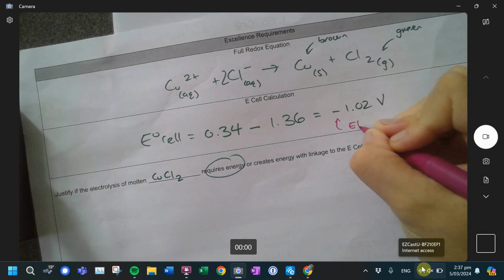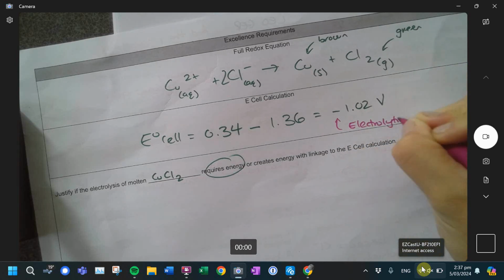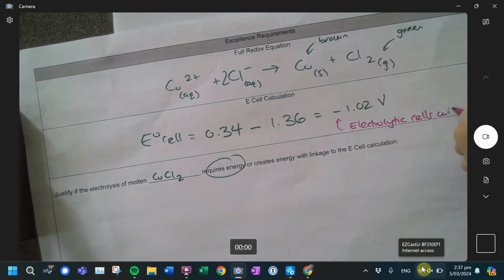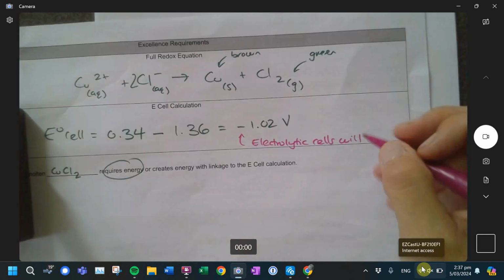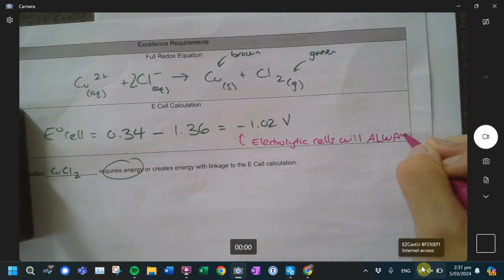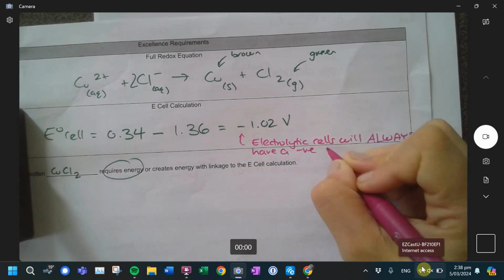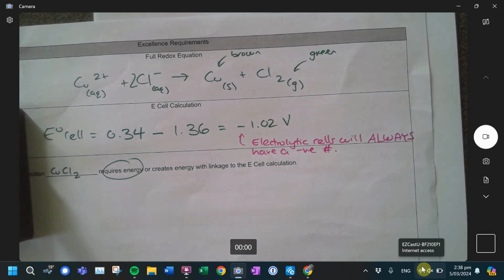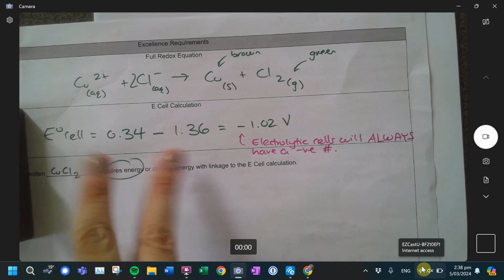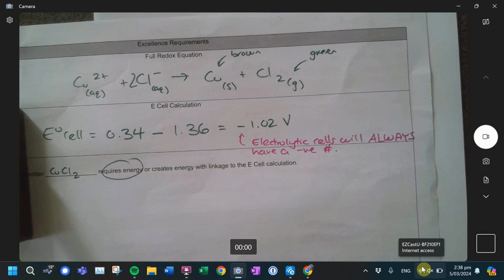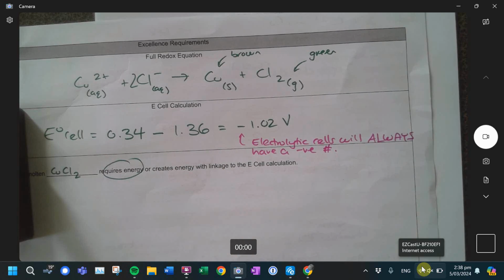So electrolytic cells will always have a negative number. If you do your calculation and you have a positive number, it means one of two things have happened. Or actually, no, three potential things that could happen. First potential thing that could have happened is you have these guys the wrong way around. Second error that you could have made is you grabbed the wrong numbers from the sheet. Third potential error you could have made is a calculator error.